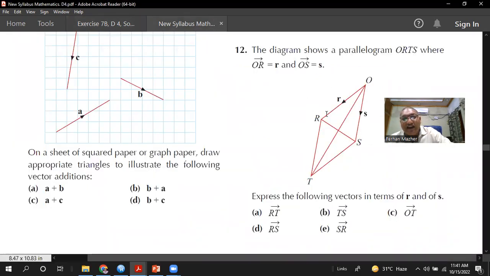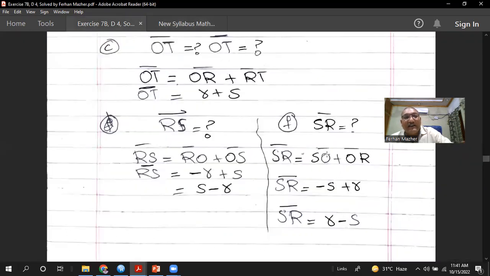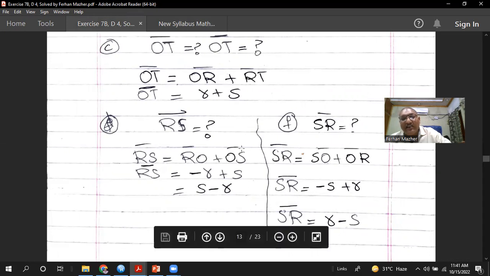In the same way, the question is what is SR? If you go SR, this is SO plus OR. That is the bypass. SR will be equal to SO plus OR. SO is minus S and OR is plus R. So SR represents R minus S.